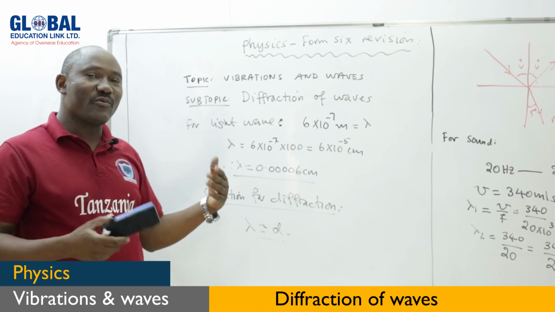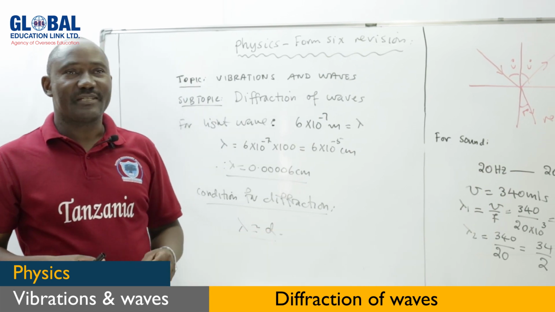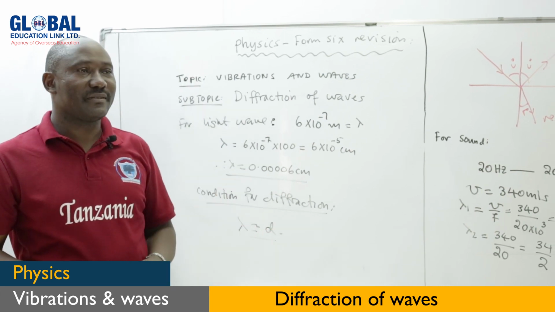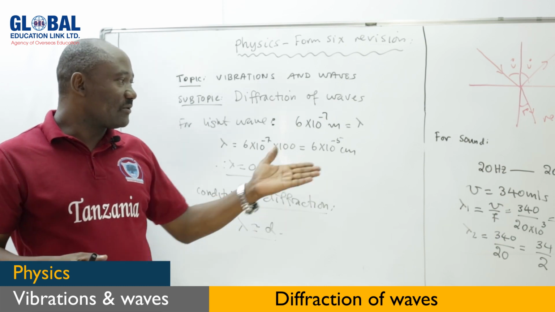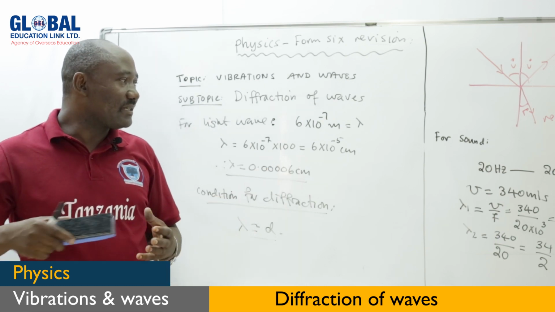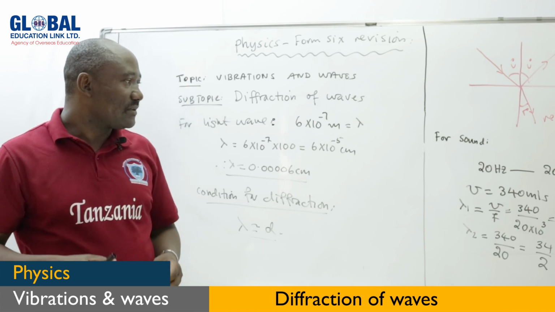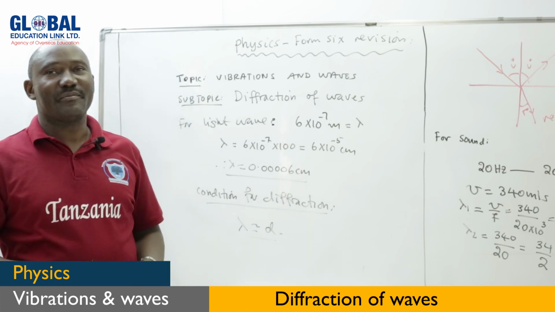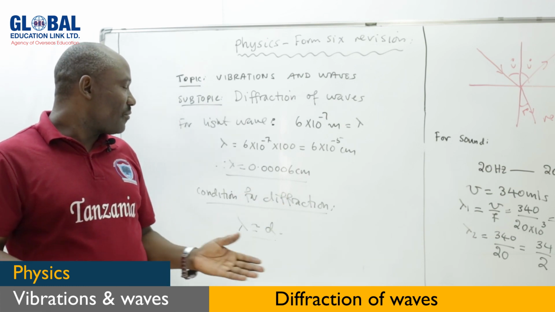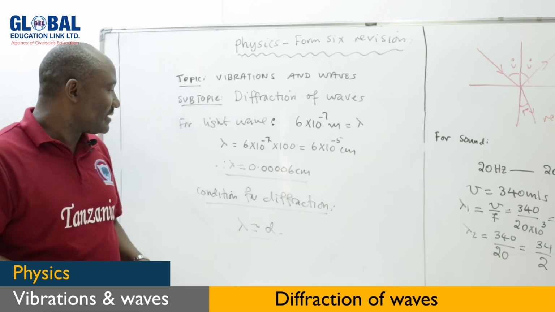So that's why we talk of diffraction produced by sound waves as compared to light waves. It means light is not bending so much as compared to sound waves. That's why when light and sound are produced from a small opening, the sound will be audible, but the light waves cannot be produced so much. So that's the difference between sound and light waves.